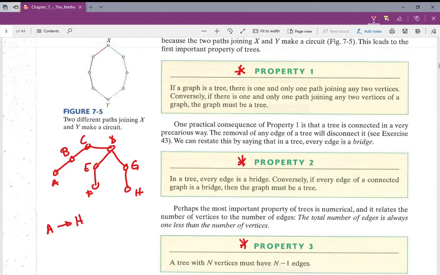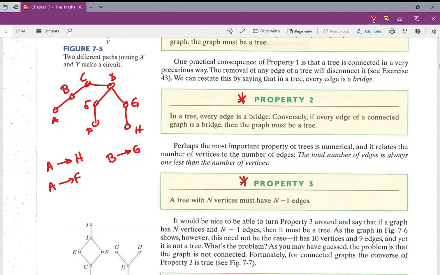So, how many different ways can you trace this graph to get from A to H? There's only one path there. How many paths exist from A to F? Again, there's only one path that you can follow. If you start at B and end at G, there's only one way you can follow along those paths. That is what property number 1 is saying, that if you choose 2 points, there's only one way you can follow the edges between them.